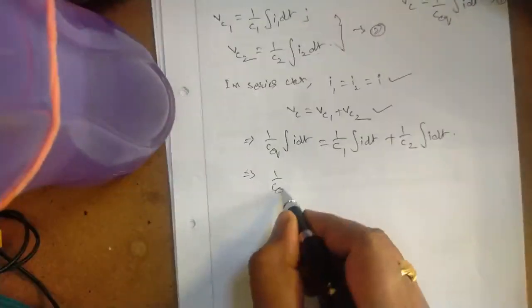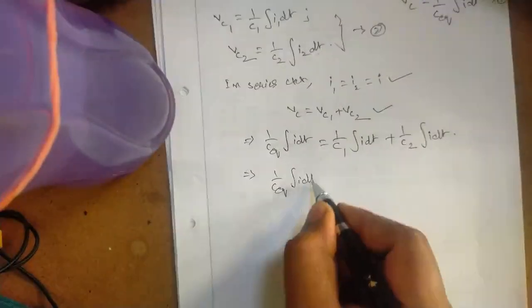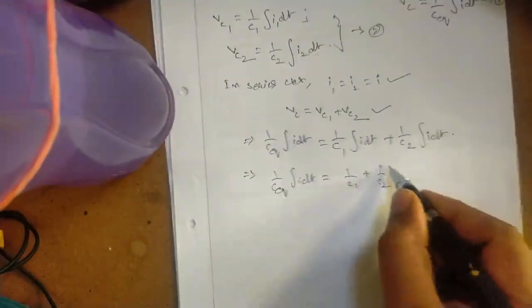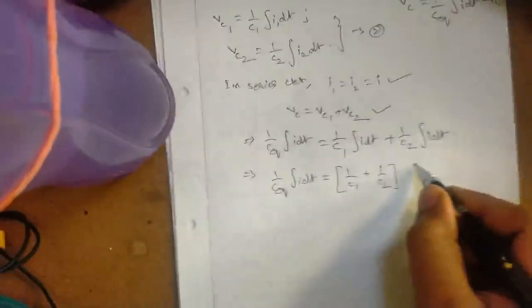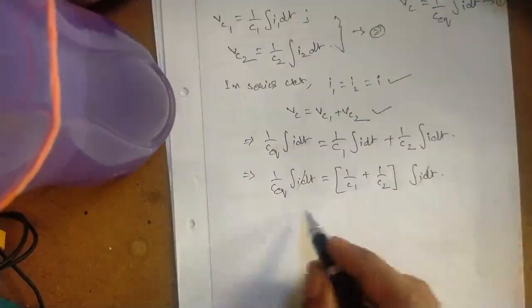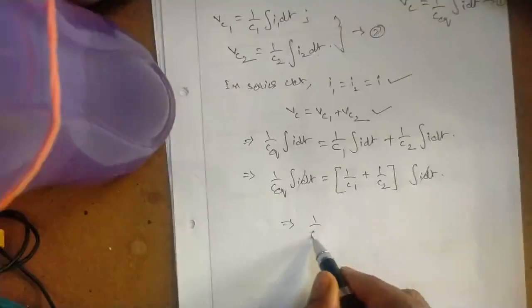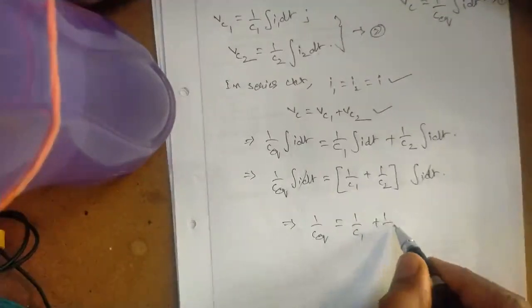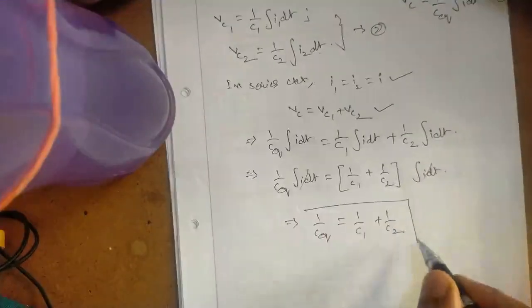Then 1 by C equivalent integral I dt is equal to 1 by C1 plus 1 by C2, integral I dt, take it as common. These two get cancelled. Then 1 by C equivalent is equal to 1 by C1 plus 1 by C2.